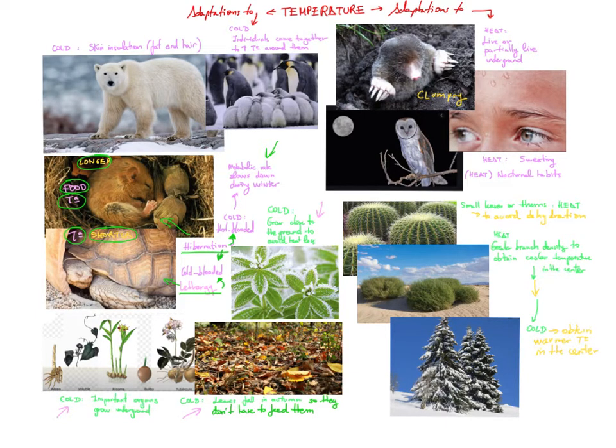The adaptations to heat are, for example, when animals live or partially live underground. For example, clams live underground, or sweating is another adaptation to heat, or when animals have nocturnal habits. In plants, for example, we find small leaves or thorns to avoid dehydration, or we find greater branch density to obtain a cooler temperature in the center. But this adaptation is also used in cool temperatures because in this case they obtain a warmer temperature in the center.